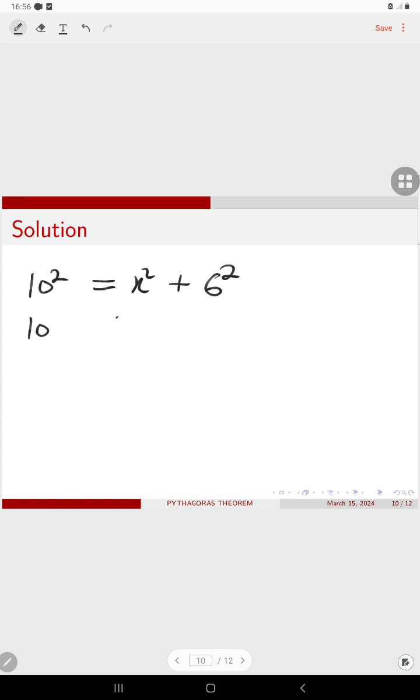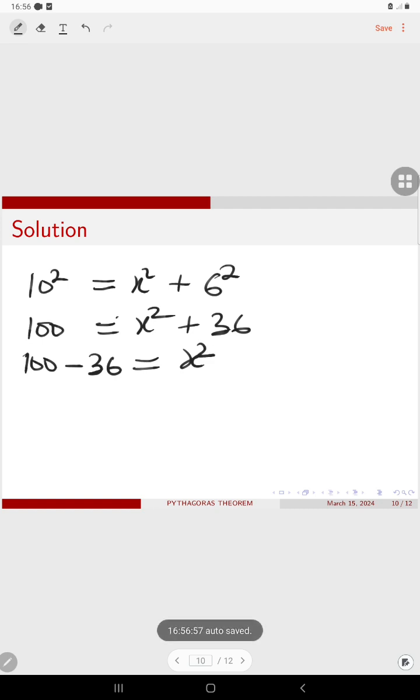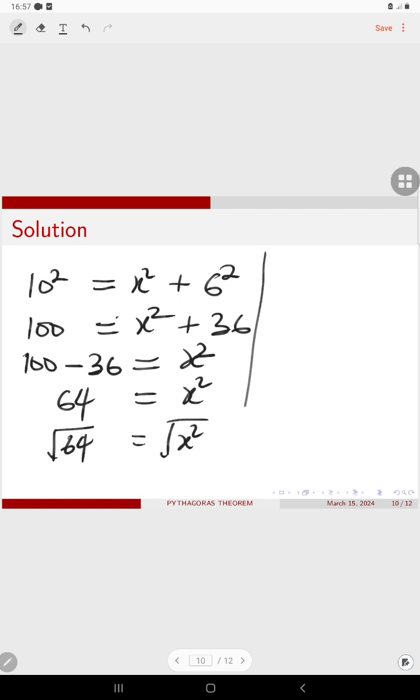So what do you get? 100 equals x squared plus 36. When you subtract 36 on both sides, the 36 on the right hand side will go. So 100 minus 36 equals x squared. Then what are we going to get? 100 minus 36 is going to give us 64. X squared is 64. We take the square root of both sides, right? We get plus or minus 8 equals x.